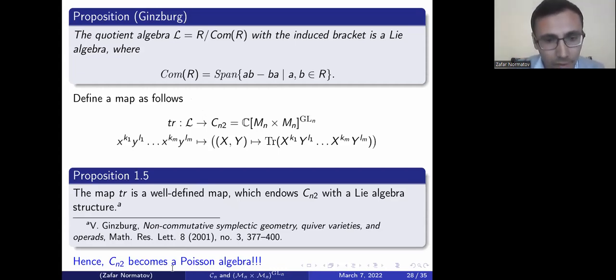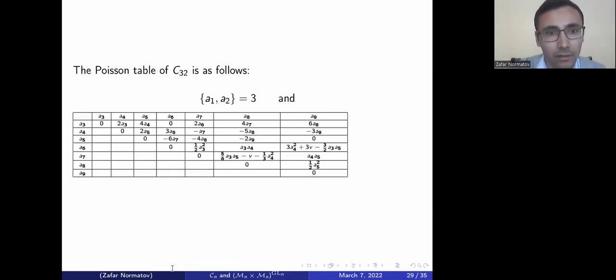Now we know that Cn2 is a Poisson algebra. Hence, we can get the Poisson table of C32, and this table is as follows. A1, A2 is equal to 3, and we give the following table, and there is a skew symmetricity, and the other multiplications are 0.